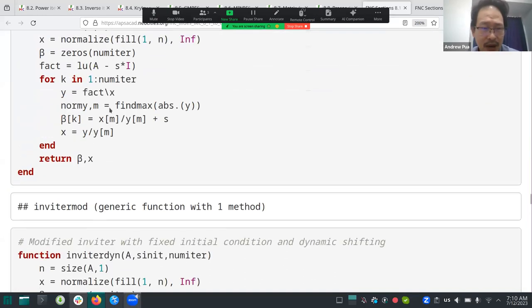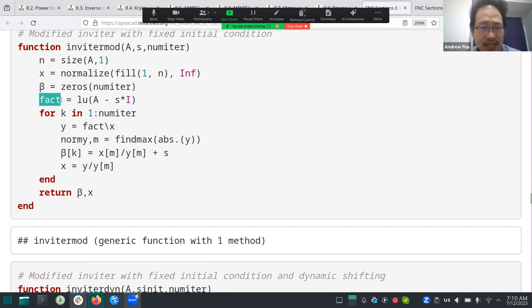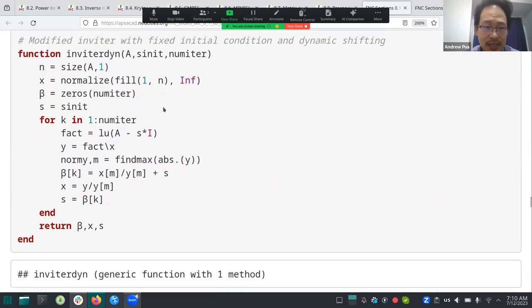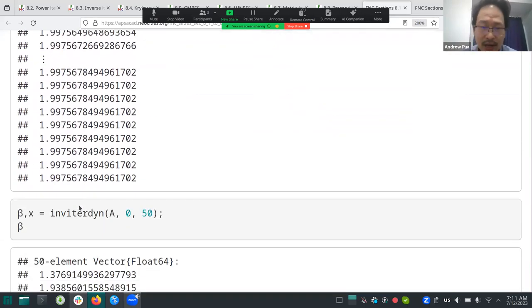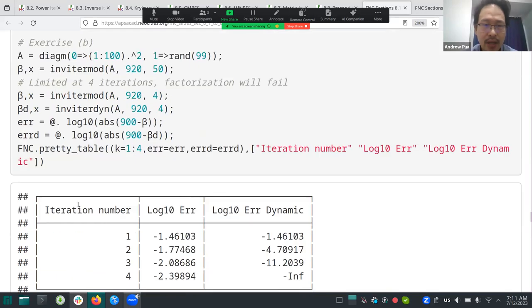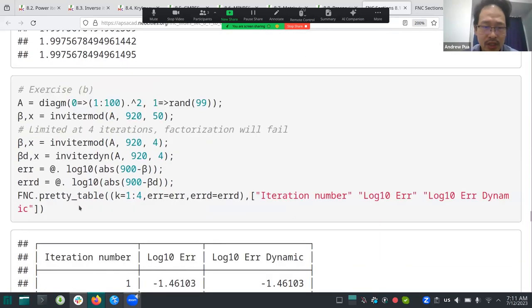If you compare the two pieces of code here, it's this line that gets moved into the loop because you want S to get updated. And every time you update it, the factorization has to change too. So that's what happens here. And then I update S to the most recent eigenvalue estimate, and then you do the factorization one more time and repeat the process. And there are nice things about it, and it's all here as well, in the notes. Okay.